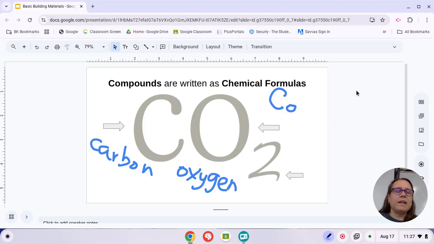So this number down here tells us we have 2 oxygen. Not 2 of the whole thing, but 2 oxygen. Why? Because the 2 comes right after the O. And we call this a subscript. Okay, subscript.